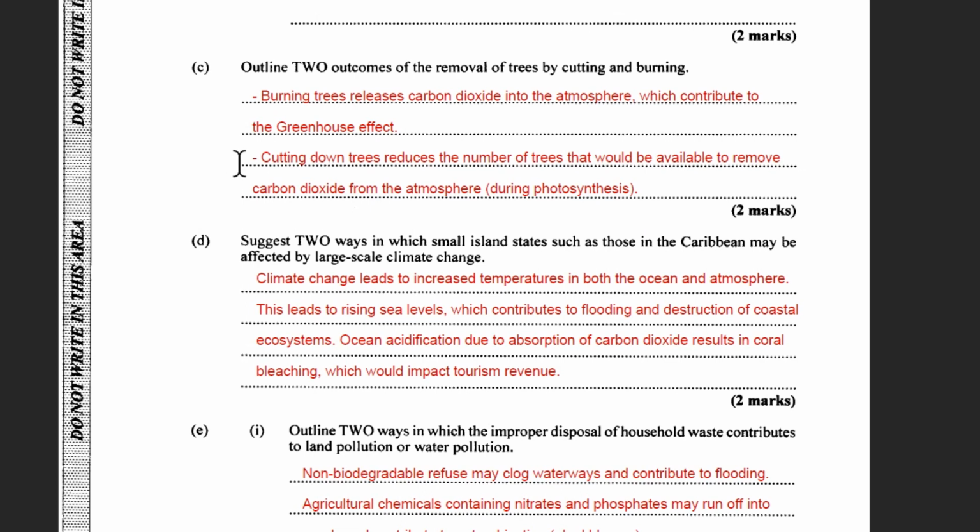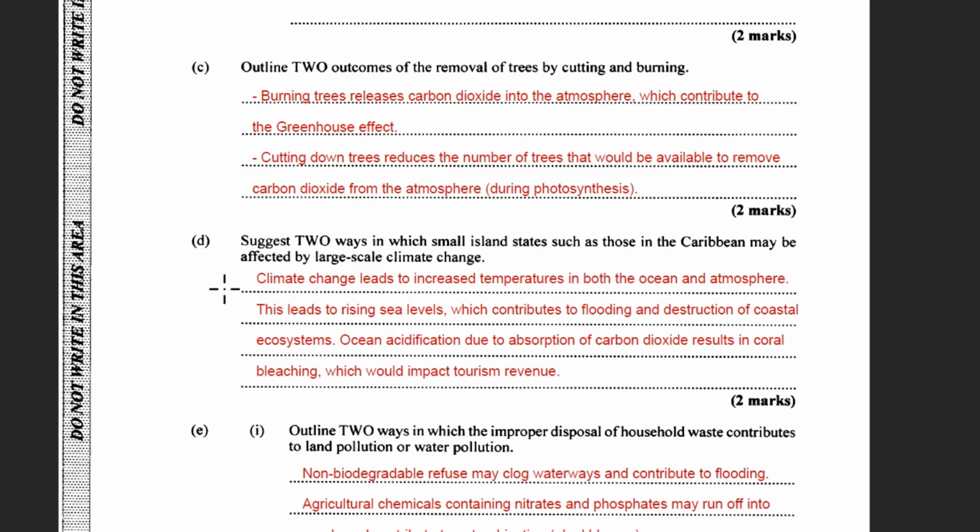Now, cutting down the trees is going to reduce the number of trees that would be available to remove carbon dioxide from the atmosphere. Remember, trees undergo photosynthesis. You remove them, you're going to have fewer trees photosynthesizing, and thus a lower rate of carbon dioxide being removed from the atmosphere. D. Suggest 2 ways in which small island states, such as those in the Caribbean, may be affected by large-scale climate change.